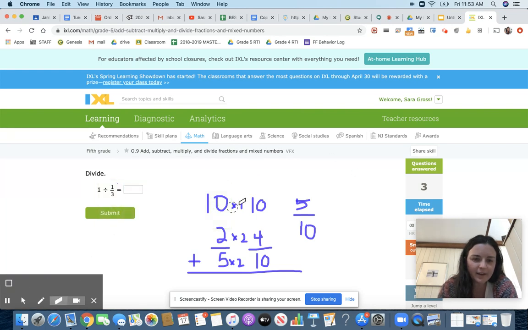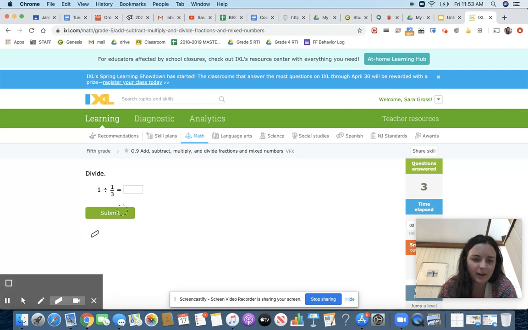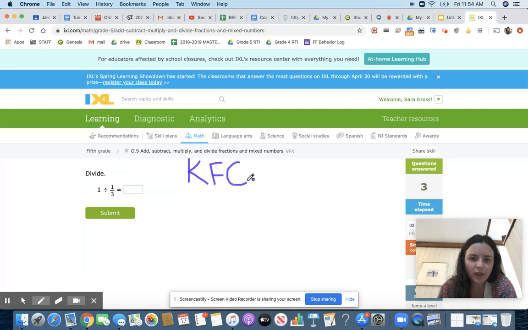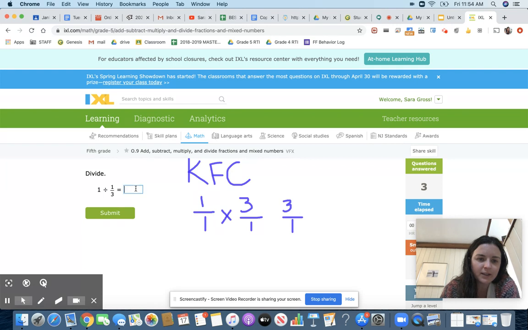All right, now dividing. Dividing fractions, you have to remember the KFC acronym. Keep, flip, change. Keep your first fraction. 1 written as a fraction is just 1 over 1. Flip the second fraction. If you flip the second fraction, it would be 3 over 1. And then change the operation from division to multiplication. And then you could just multiply across. 1 times 3 is 3. 1 times 1 is 1. 3 over 1, or you could just write it as 3.